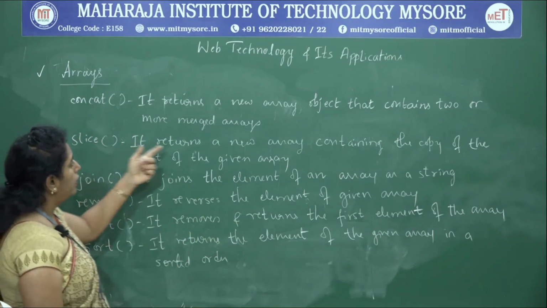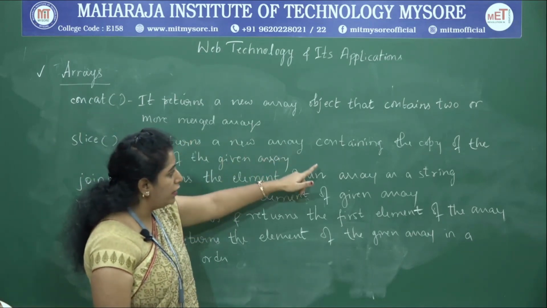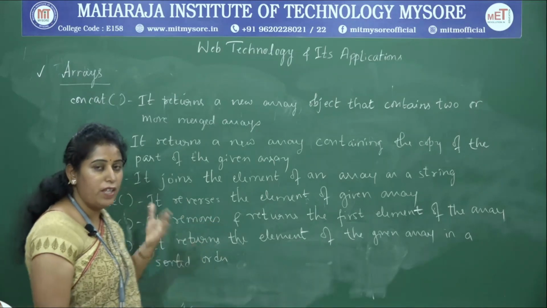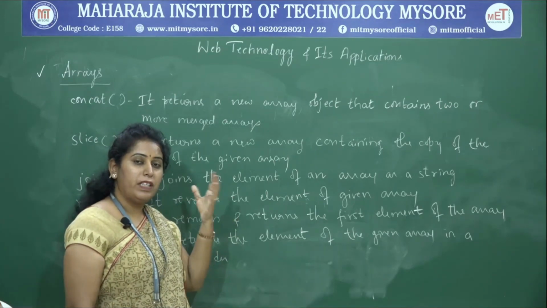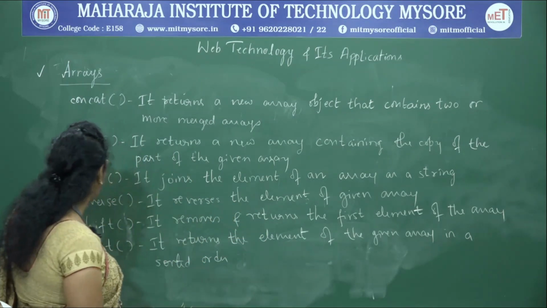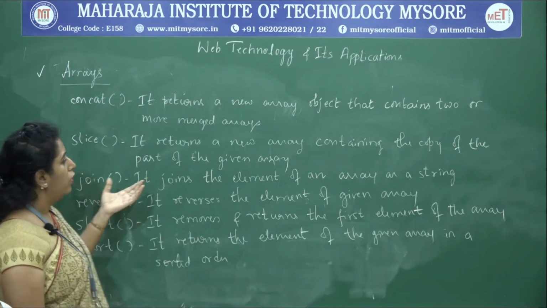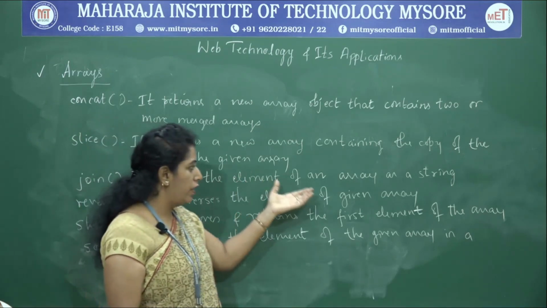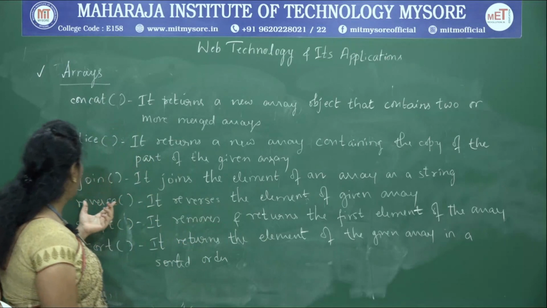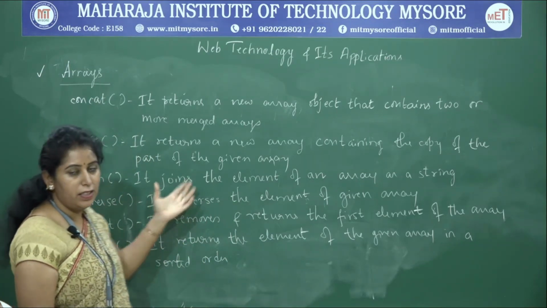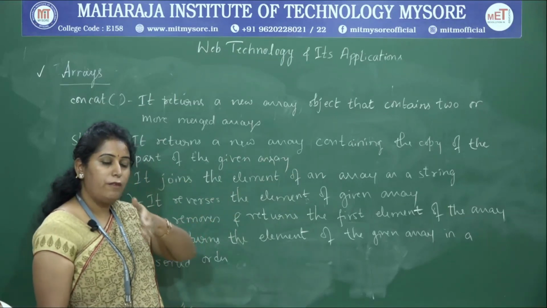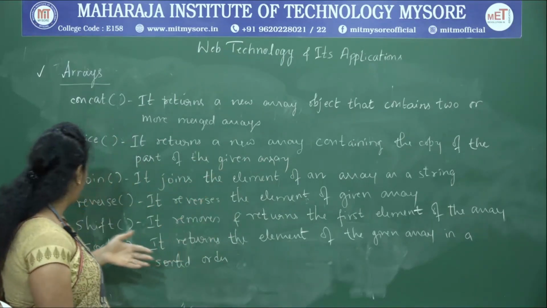Next is slice. It returns a new array containing a copy of part of the given array. It works like a substring. So from the given array, it cuts out a part. That is what slice does. Join. So it joins the elements of an array as a string. It means it combines. Reverse. It reverses the elements of the given array. If it is 1, 2, 3, 4, after reversing, 4, 3, 2, 1.